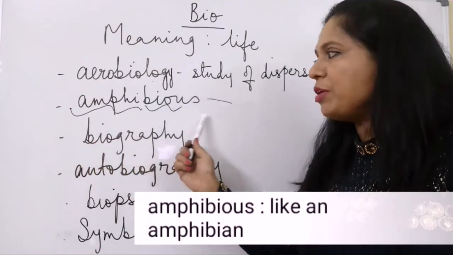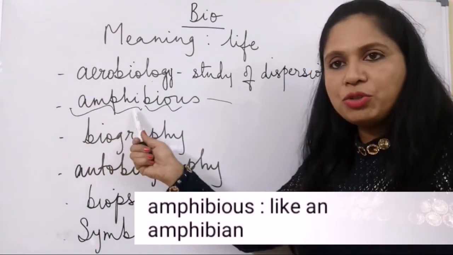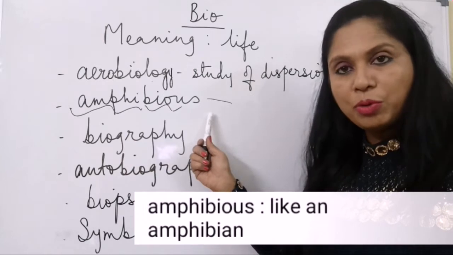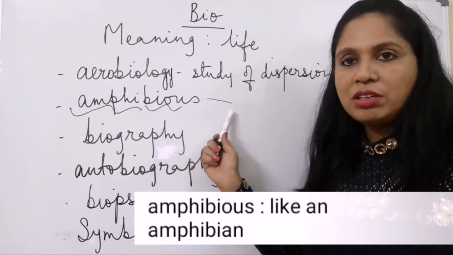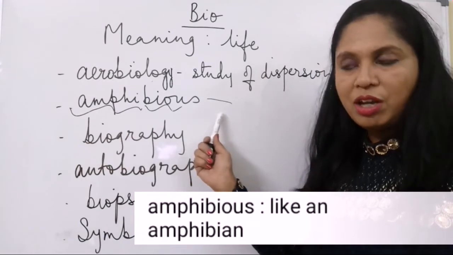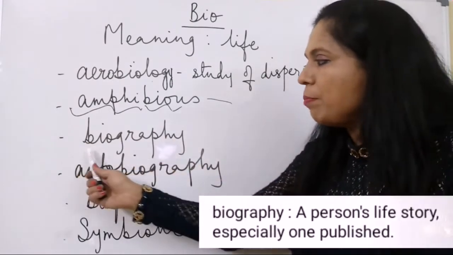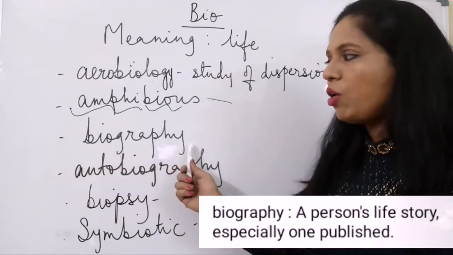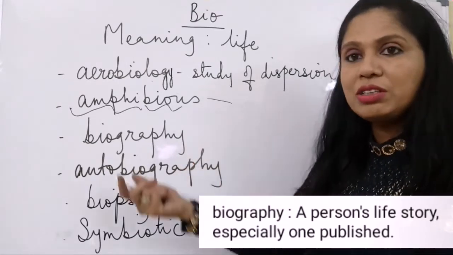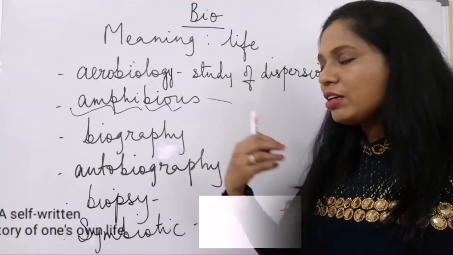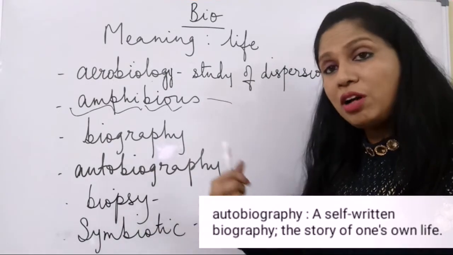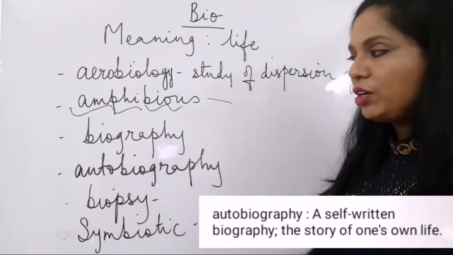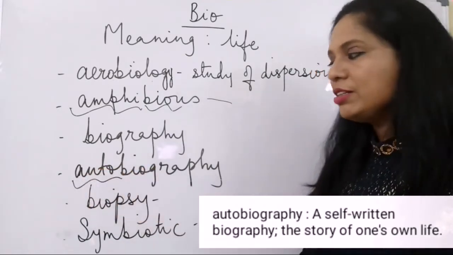The next word is amphibious. Amphi means two and bio means life. So a creature that can live in both land and water is known as an amphibious creature or an amphibian. Biography. A biography is somebody's life history or story of one's life that is written by some other author. But if we write our own life history ourselves, it is known as an autobiography because auto means self.